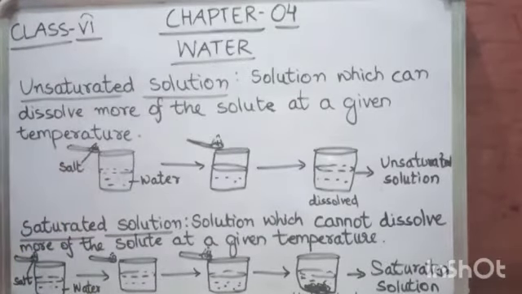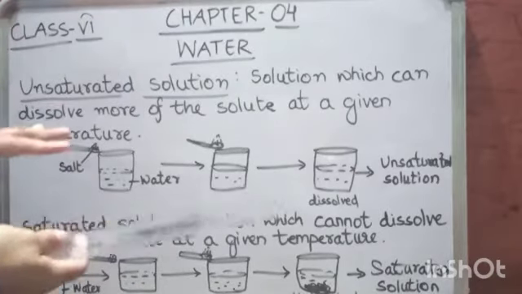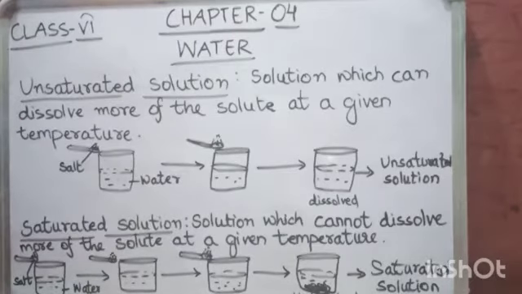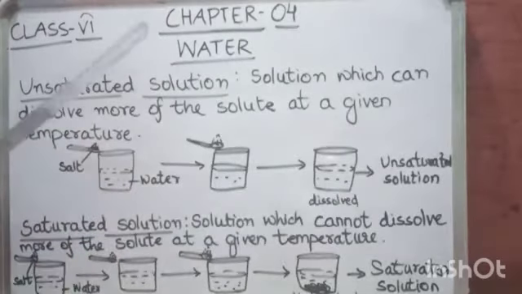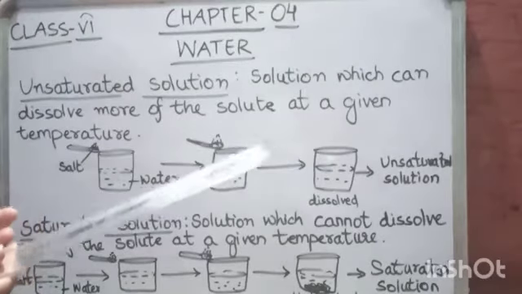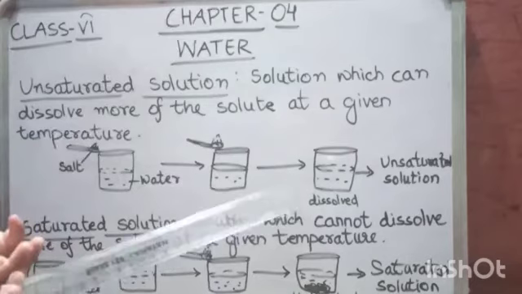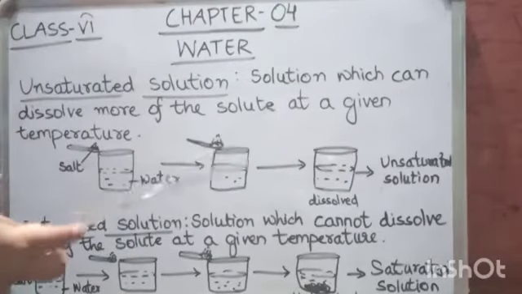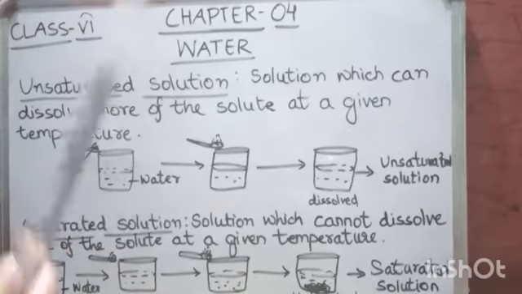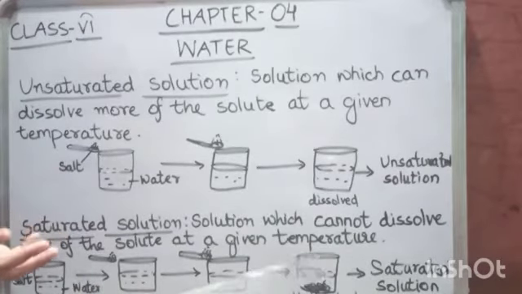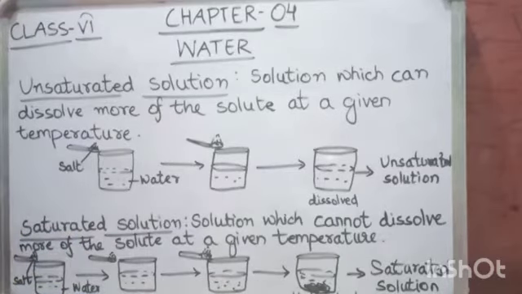Now after this I add salt again into the water, and the point comes when the salt stops dissolving in water. Why? Because the solution is completely filled with salt, so it doesn't dissolve more salt. This state is known as saturated solution, where the solution cannot dissolve more of the solute or more of the salt at a given temperature. The salt doesn't get dissolved and remains at the bottom of the solution. So this is the difference between unsaturated and saturated solution.